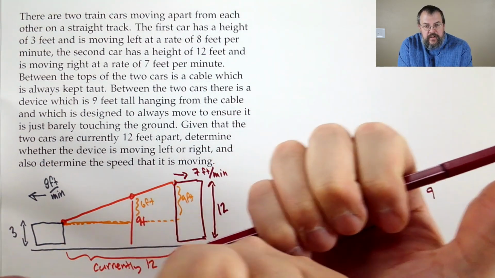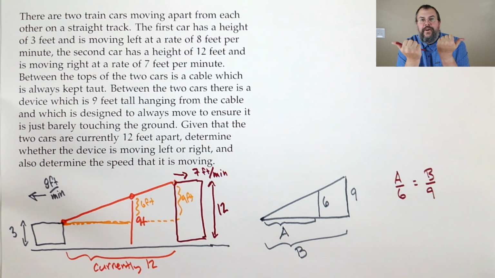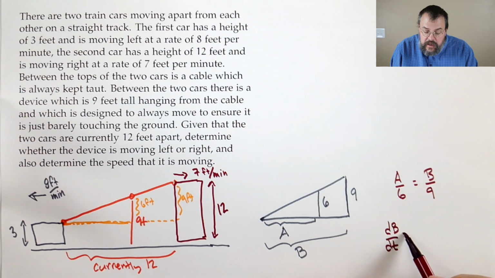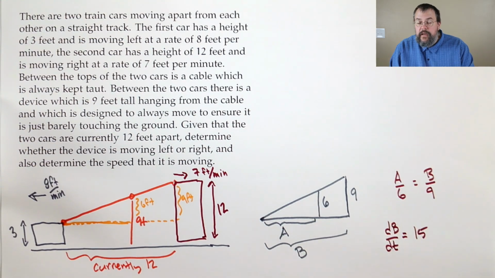See, they're both moving in different directions. So we say, well, if I want to know how quickly B is increasing, I look at this 8 feet per minute coming from the left, 7 feet per minute coming from the right. So I can say that the way that B is changing, dB/dt, is equal to 15, right? Because we add 8 plus 7.